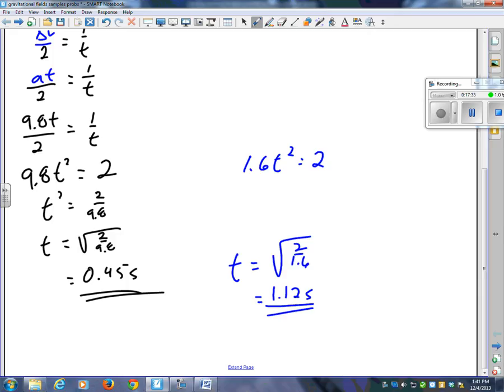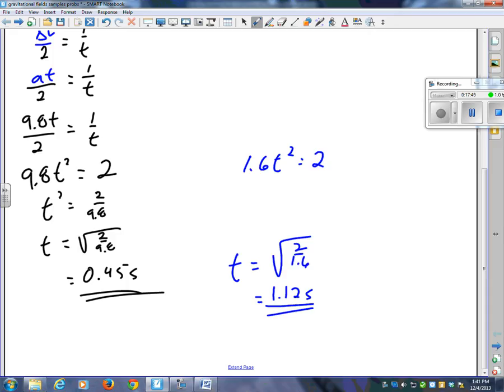Is it 6 times longer? You don't need to do the math, I hope, to realize it's not 6 times longer, is it? Not even close, right? 0.45 times 2 is 0.9, times 4 is going to be 1.8. It's definitely not 6 times.